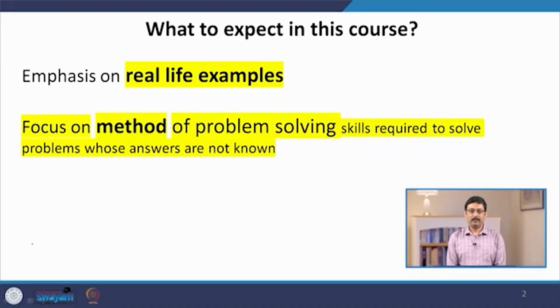Before going into the subject, I feel that this is a good point to discuss a little bit about the philosophy and the learning objectives of this course. First, you can expect that there will be a lot of examples, as the title suggests, and these examples will be taken mostly from our day to day life. If you want to learn mechanics well, you need to build a good physical intuition about real life experiences.